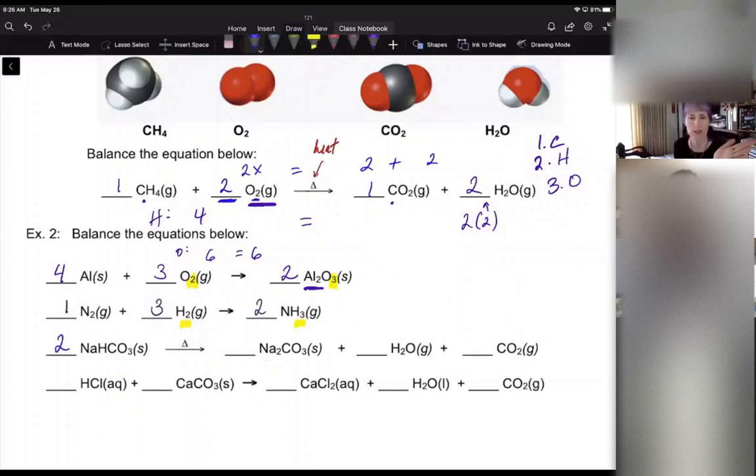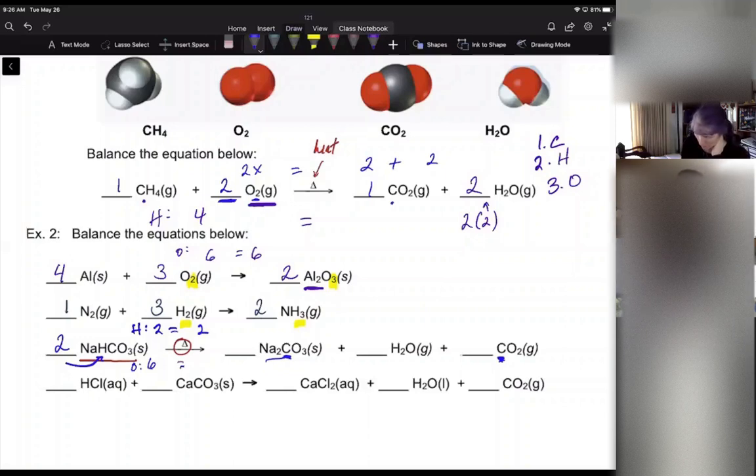So going left to right, sodium, and then maybe I'll take a look at the hydrogen. Oh, let's do the carbons next. Oh, here's a carbon, here's a carbon, so those are okay. No changes for that. Now let's do hydrogen. We've got 2 hydrogen, and 2 hydrogen. Okay, that one's done. And then last, let's take a look at the oxygen. We've got 6 oxygens on the reactant side, so that equals 3 plus 1 plus 2. Okay, that's balanced too, so these are all 1s.